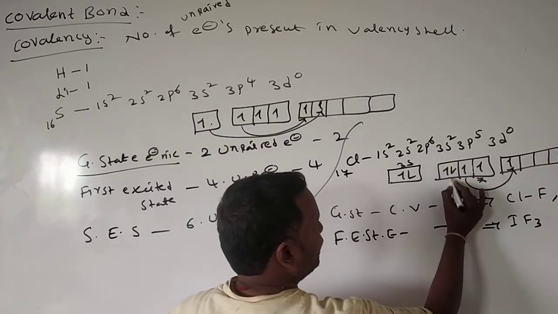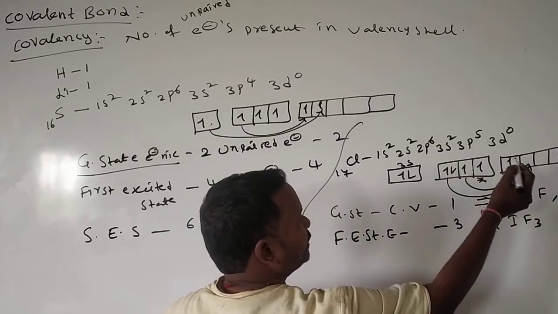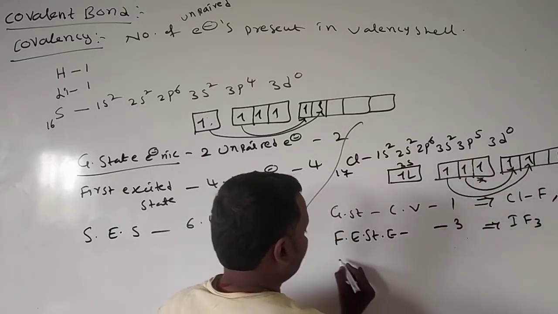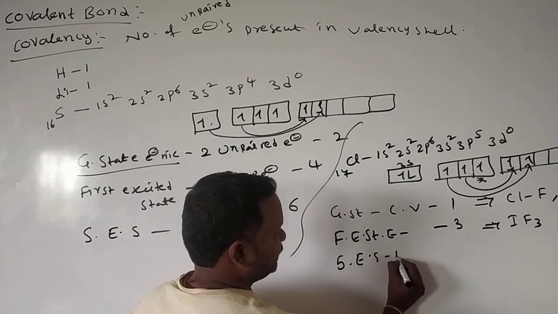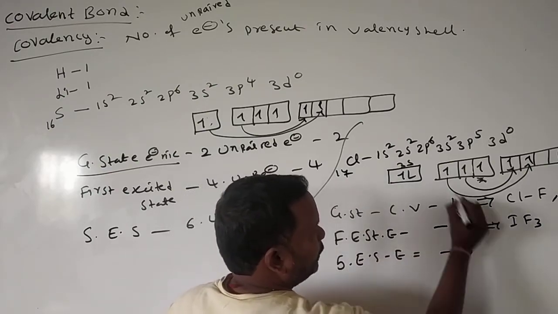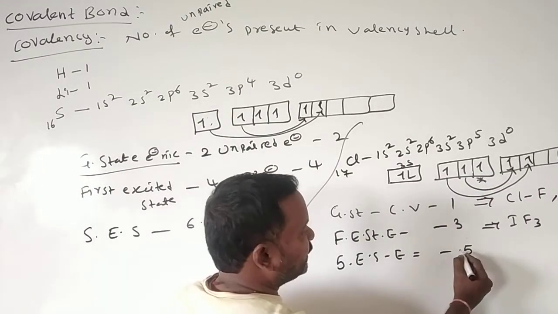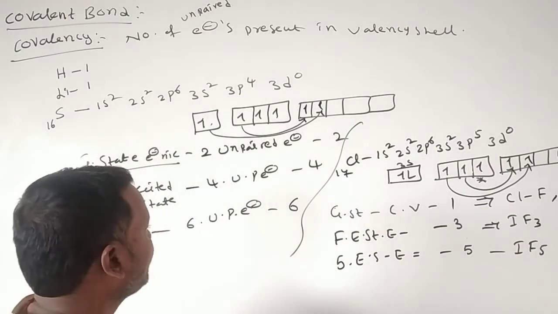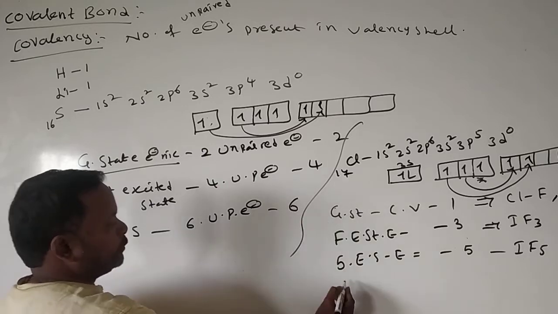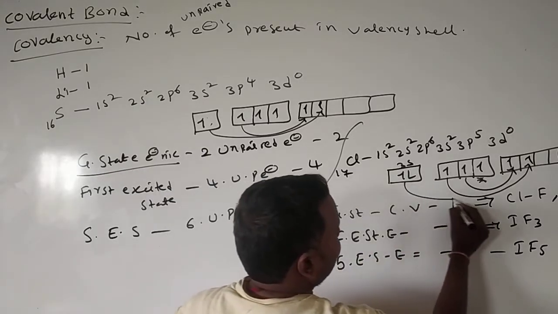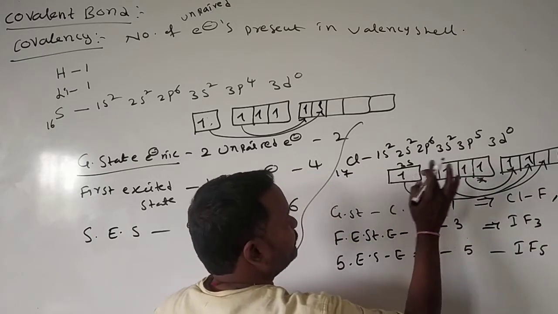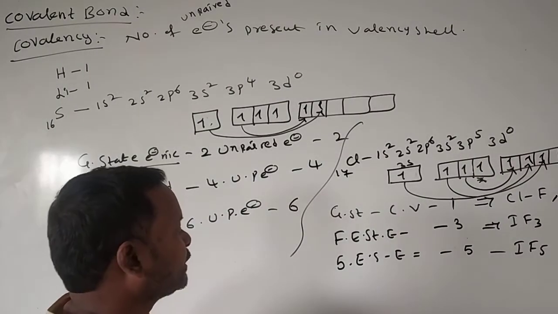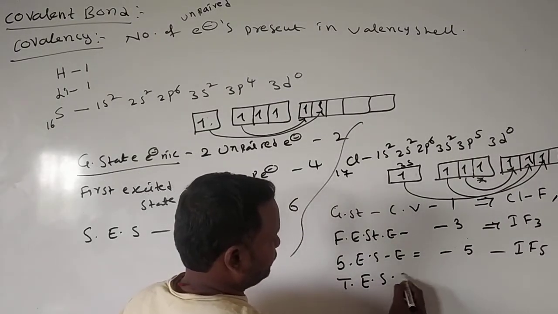Next, if one more electron is excited from the 3p orbital to the 3d orbital, see how many there are: 1, 2, 3, 4, 5. This is the second excited state electronic configuration. Here 5 unpaired electrons are present, so the covalency is 5. Example for this molecule, IF5. Next, take one more: if an s orbital electron is excited from the s orbital to the d orbital, that is the third excited state electronic configuration.